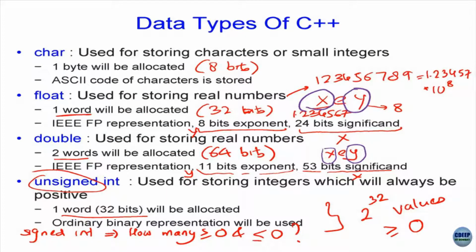So we have seen some data types so far. In C++, you have the character. Character has 1 byte allocated, that is 8 bits. Float is allocated how many bytes or how many bits? 32, and that's also called a word. 32 bits is also called a word.